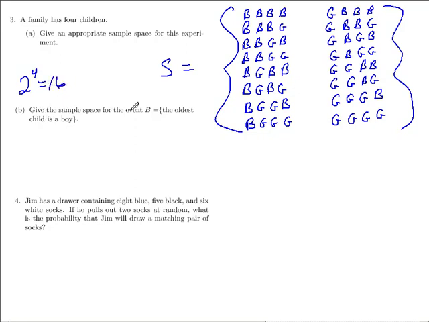Now, part B says give the sample space for the event B where the oldest child is a boy. Now, if we take our first column being the oldest kid, the last column being the youngest kid, our sample space, our event B, would be all of these that I've highlighted in yellow.